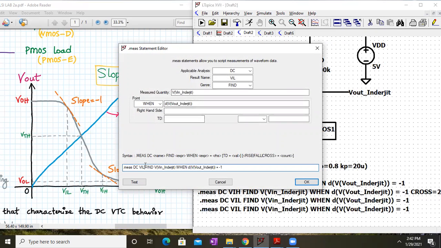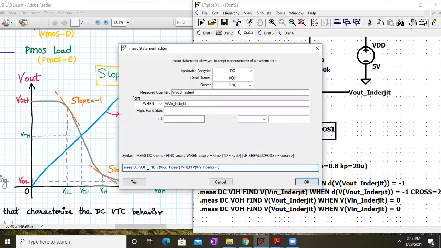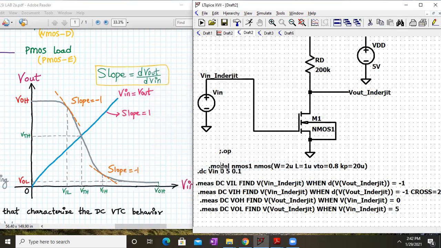So over here, I can say this is VOH. So what is VOH? Find Vout when Vin is equal to 0. So here the D we have to remove, and here we have to write Vin instead of Vout. So when Vin is equal to 0. Okay, so that's the statement which we have written, and we have to write one more statement of VOL actually. So VOL will be find Vout when Vin is equal to 5. Okay, when Vin is equal to 5.